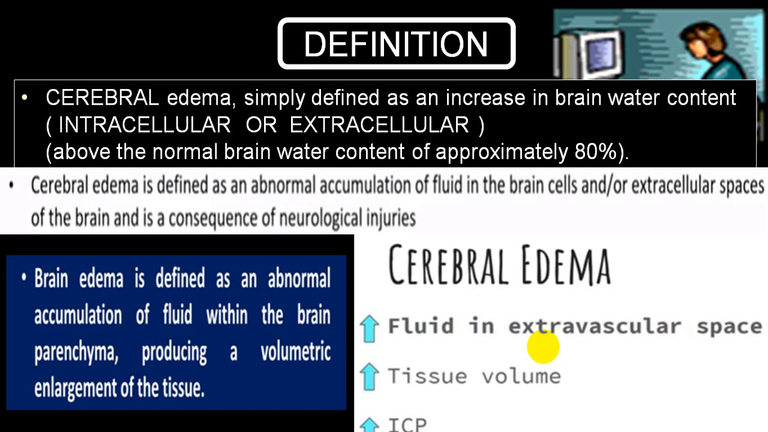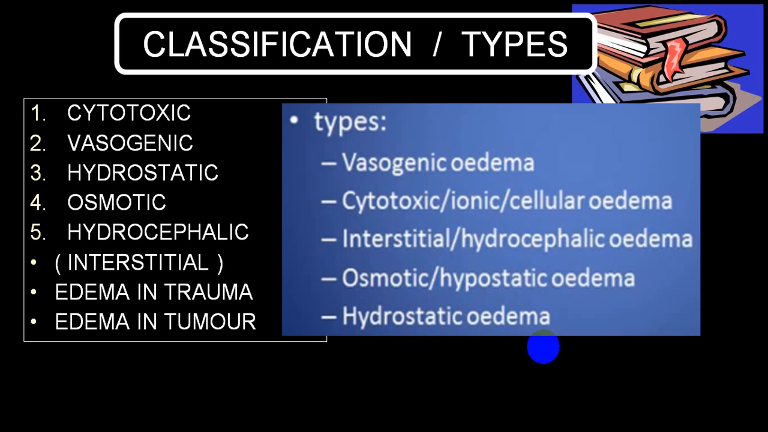Because of an abnormal collection of fluid, there will be an increase in the size of the brain, and that will increase intracranial pressure, and that will end up with clinical symptoms and signs, and finally herniations. So to put them into different groups, usually we use 5 common names: vasogenic edema, cytotoxic edema, also called cellular edema, interstitial edema or hydrocephalic edema. Fourth group, osmotic edema, and fifth, hydrostatic edema.